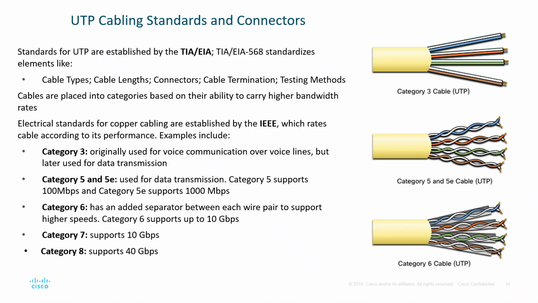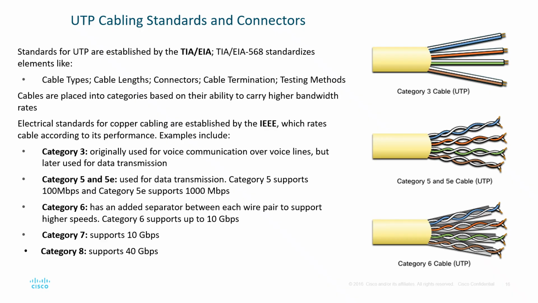Now, standards and connectors. Standards for UTP are established by the TIA-EIA. 568 standardizes elements like cable types, cable lengths, connectors, how you terminate it, and how you test it. What you should have seen, or will see when we do our cable lab, is every wire is stamped by EIA-TIA or TIA-EIA with their particular standards. There is also a handout in your handouts folder that goes into what each one of those cabling stamps mean, just for your FYI, for anyone who is curious.